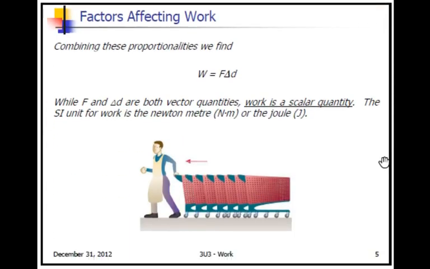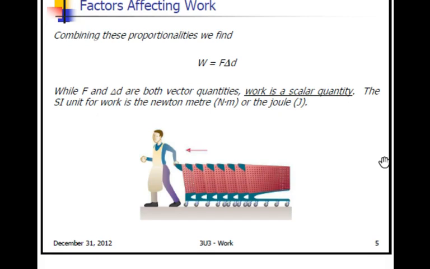So putting those two together, we can come up with an equation for work. Work is equal to force times distance. And that is because work is both proportional to the force applied and proportional to the distance the object is moved. So while force and distance are vector quantities, it's important to note that work is a scalar quantity. So work is measured in newton meters or joules, and it is a directionless quantity. So that is something else to consider with work.